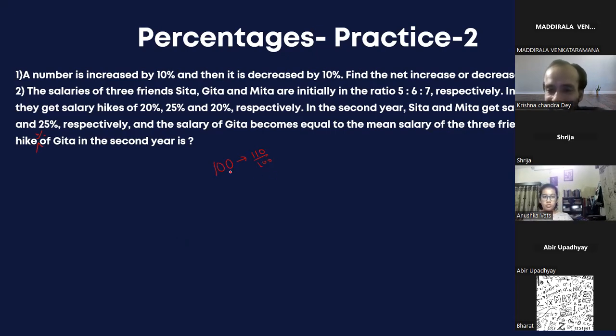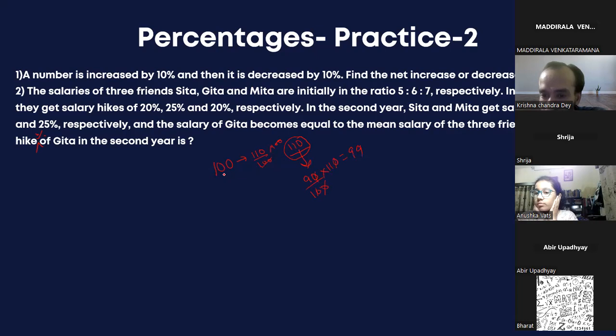If initially it was 100, I increase it by 10%. So it becomes 110, right? Now I am decreasing it by 10%. It's not this number that I'm decreasing, it's this number, 110, which is decreased by 10%. So if I decrease by 10%, it will be 90% of 110, right?